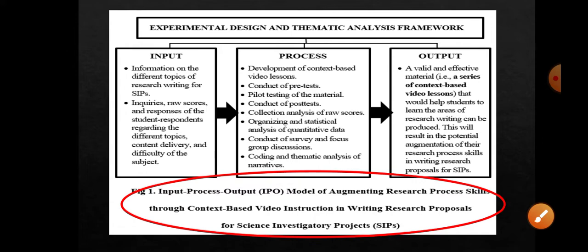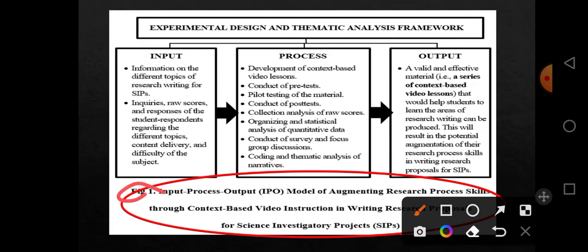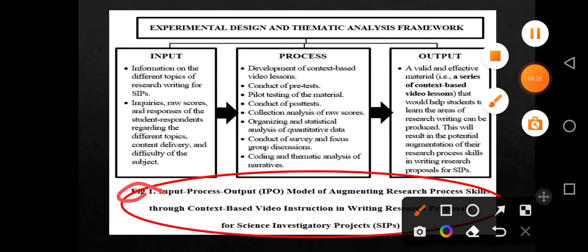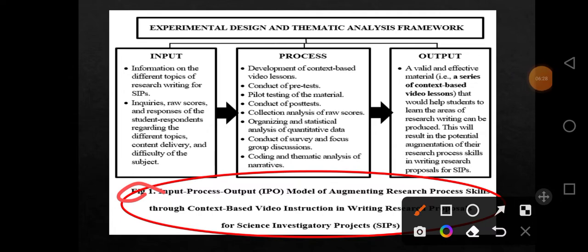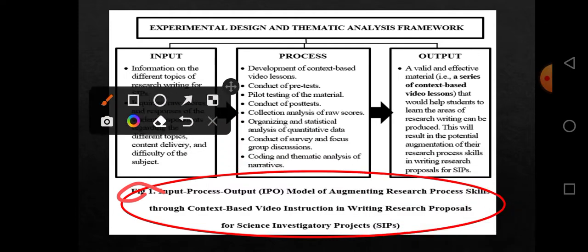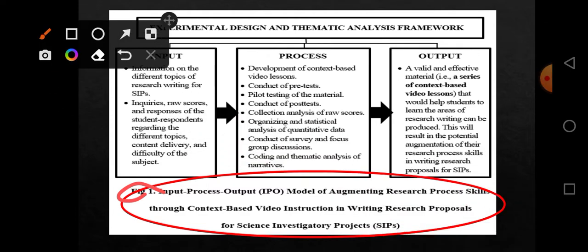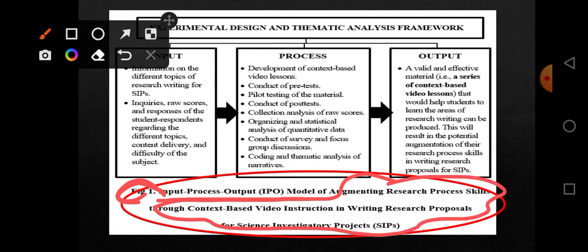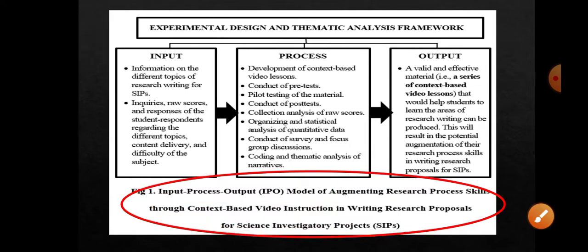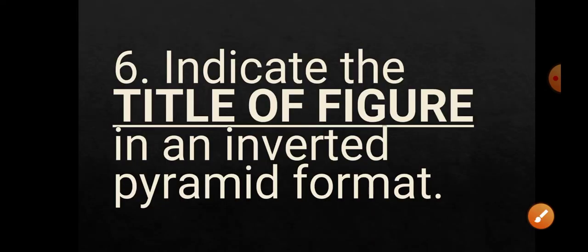So if you were to write the title of the IPO format, you will write Fig 1. In order for you to write the title of your figure, you must follow this format: Fig 1, period, then Input, Process, Output, IPO Model of, then your research title. That is how you formulate the title of your figure, and that will be our sixth guideline. Indicate the title of the figure in an inverted pyramid format.